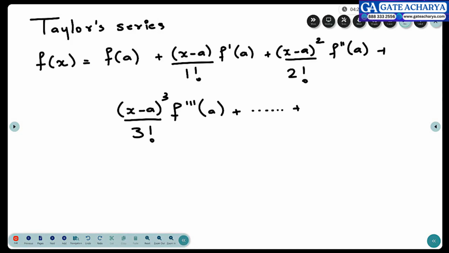Got this idea? Now what Maclaurin did is, he defined this on the point A equal to 0. So Maclaurin series, or sometimes also known as Laurent series.